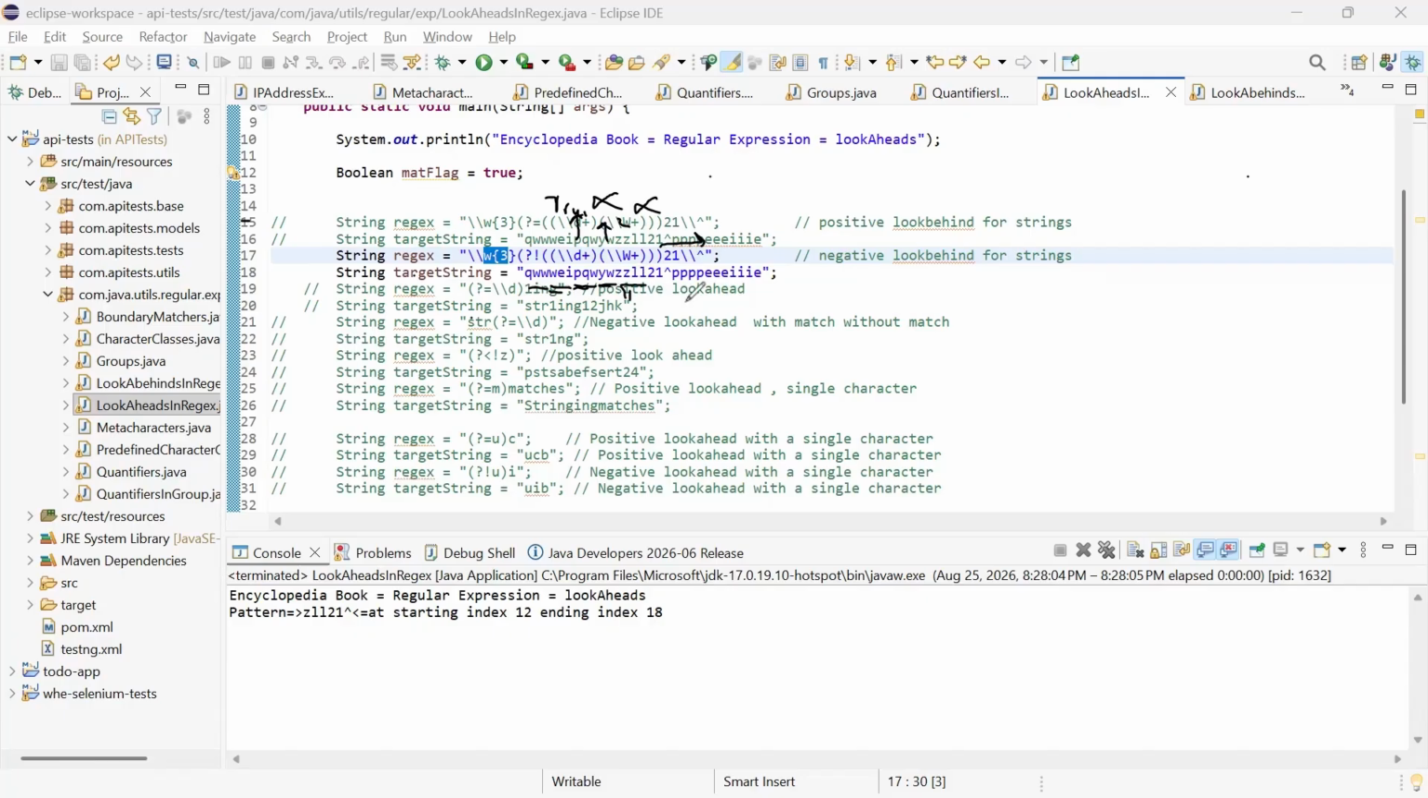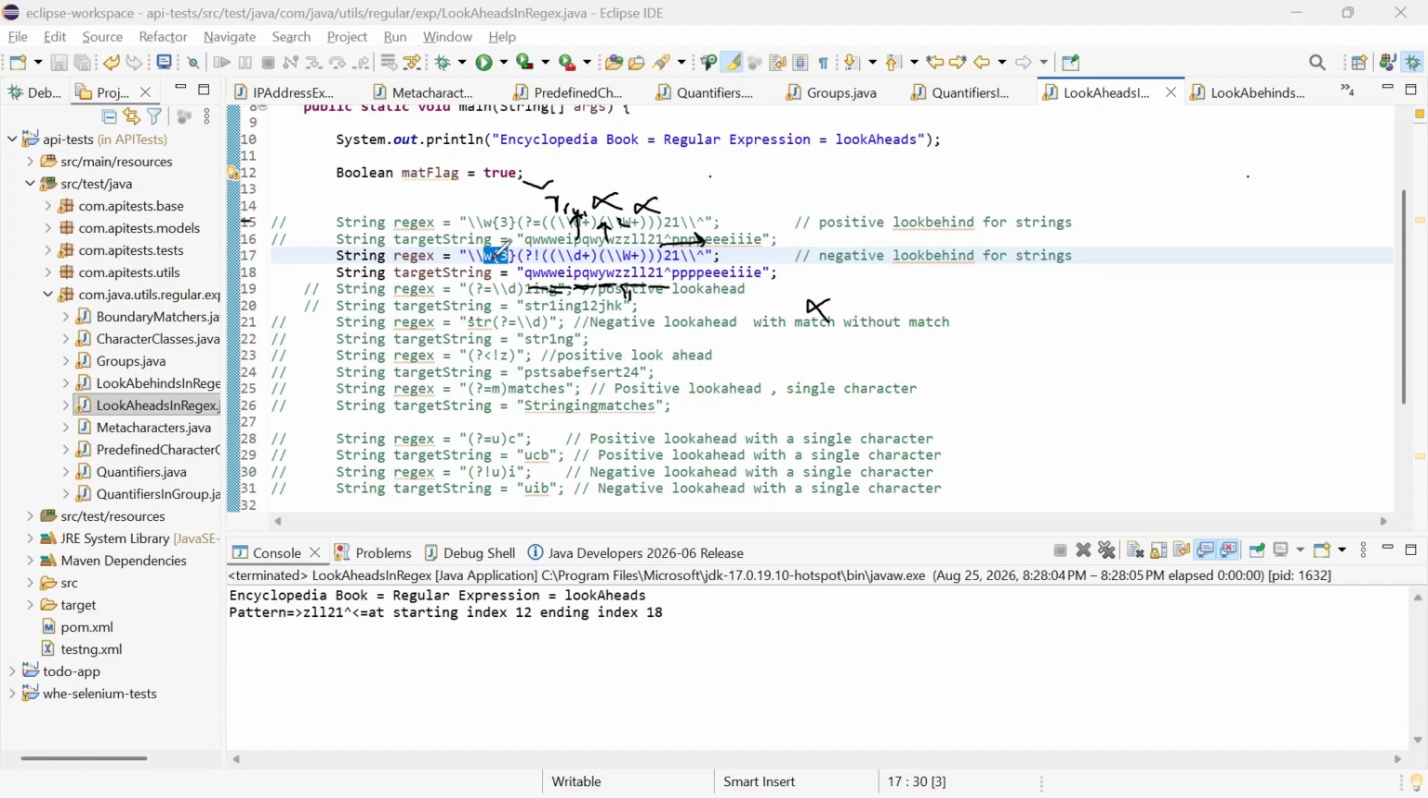It will capture ZLL. When it captures ZLL, we have 21 caret one time or more, this match will fail. So this match will fail here. It will not evaluate this regex here. Now it will further move ahead.